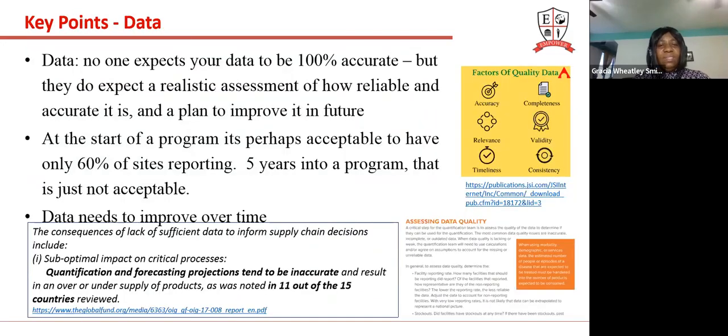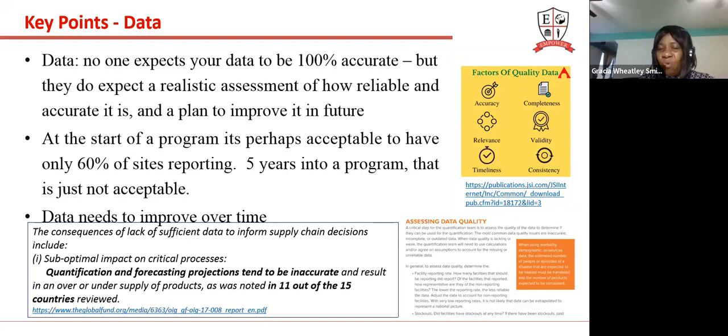So what are our key points? Data: no one expects our data to be 100% accurate, but over time it should improve. But they do expect a realistic assessment of how reliable and accurate that data is, and a plan to improve our data collection in the future. So what factors should we look for in quality data? It should be accurate, complete, valid, and consistent. Timeliness is important in data collection, and it should be relevant to the program that we are doing.